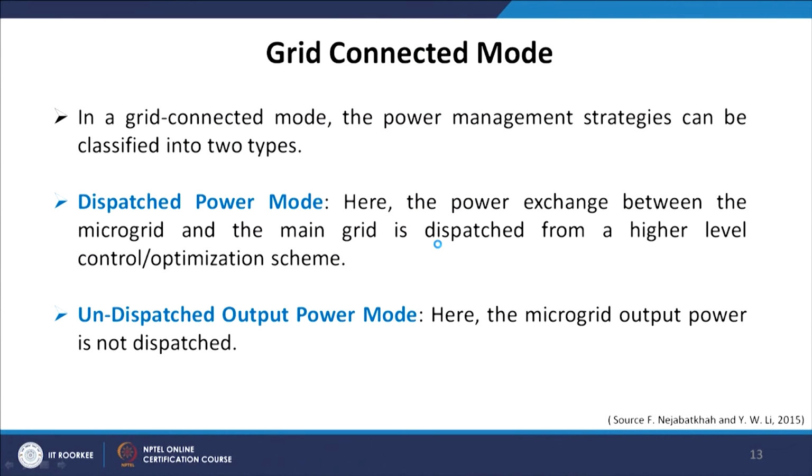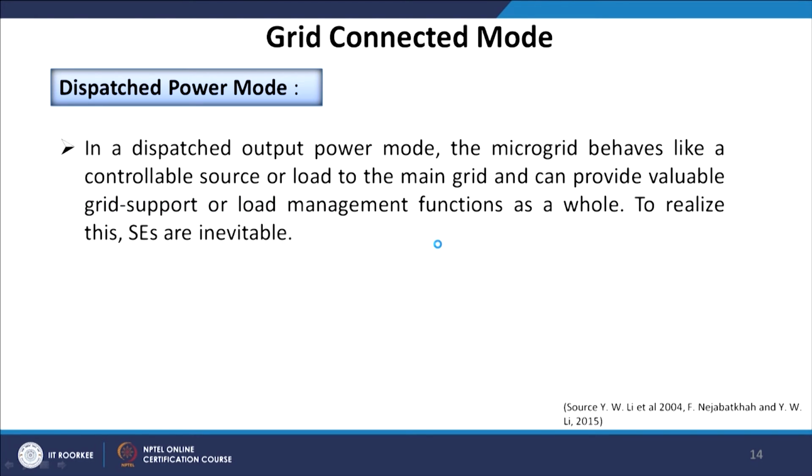Now, in dispatched power mode, the power exchange between the microgrid and the main grid is dispatched from a higher level control or optimization scheme, whereas in case of undispatched output power mode, the microgrid output power is not dispatched. In case of dispatched power mode, the microgrid behaves like a controllable source or load to the main grid.